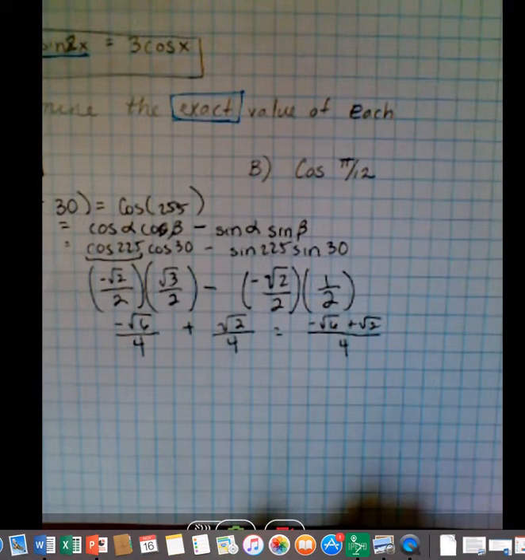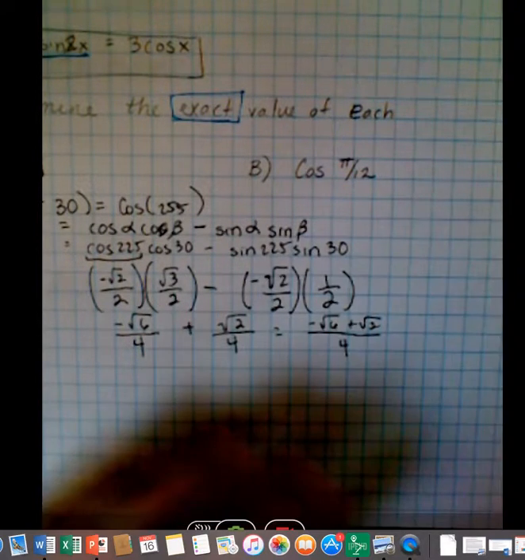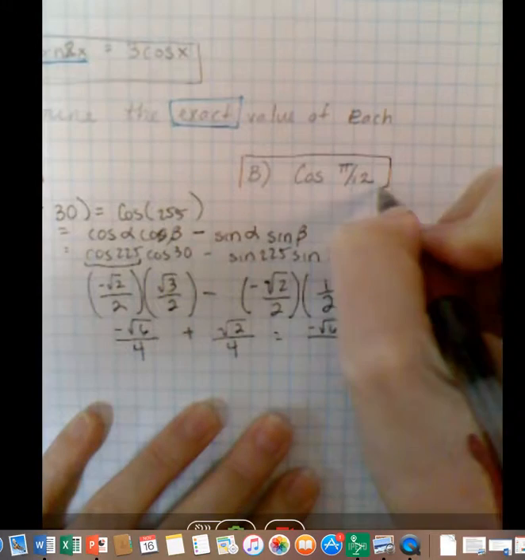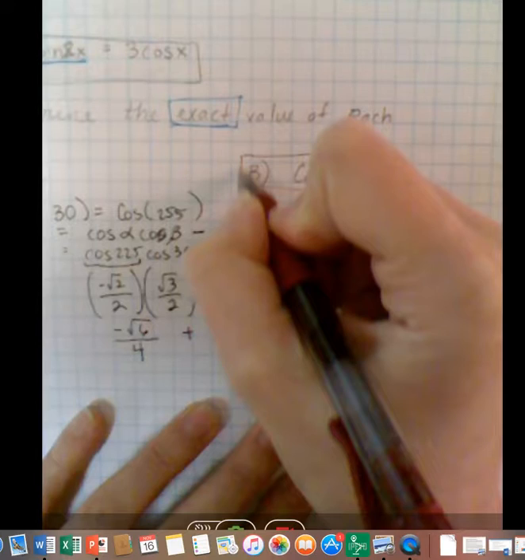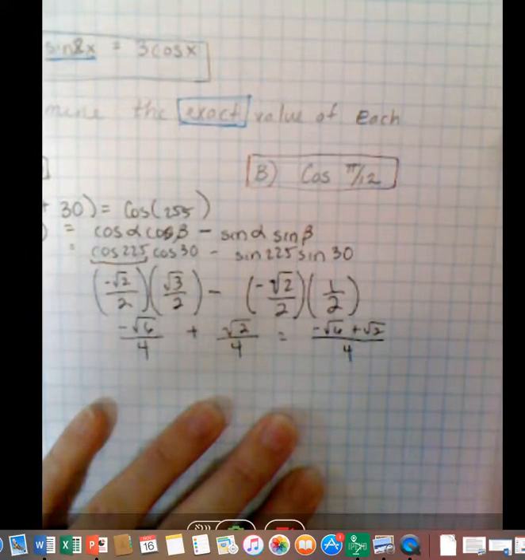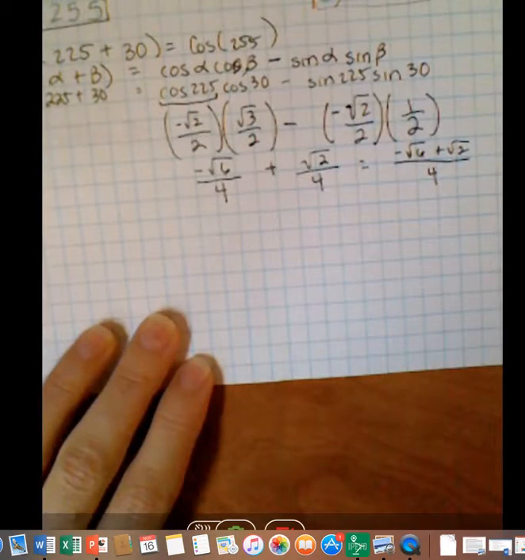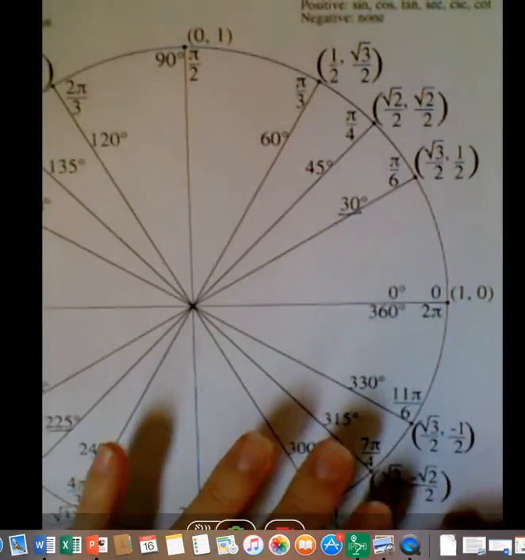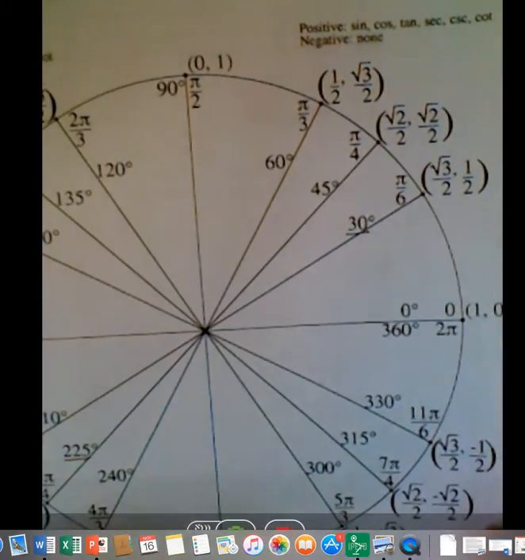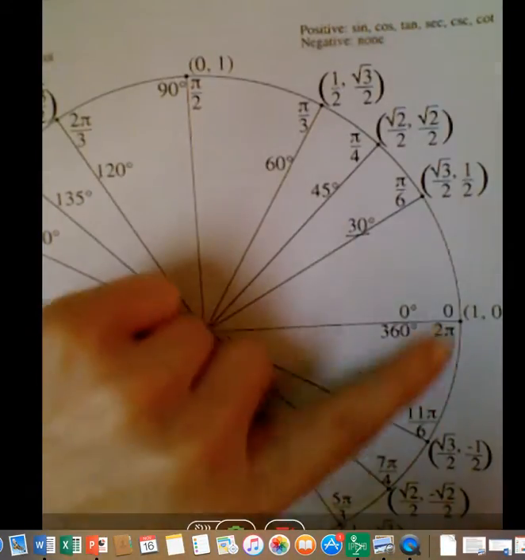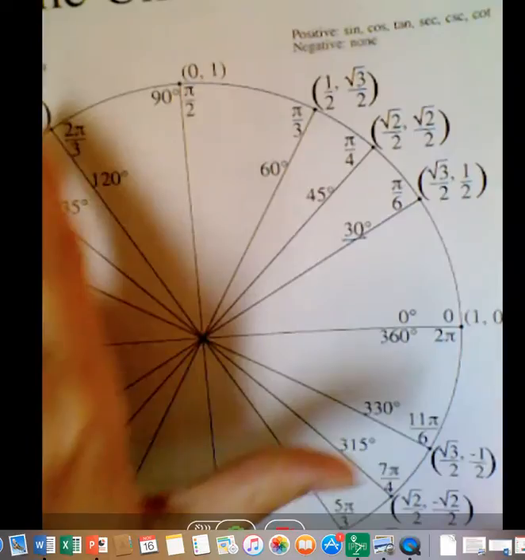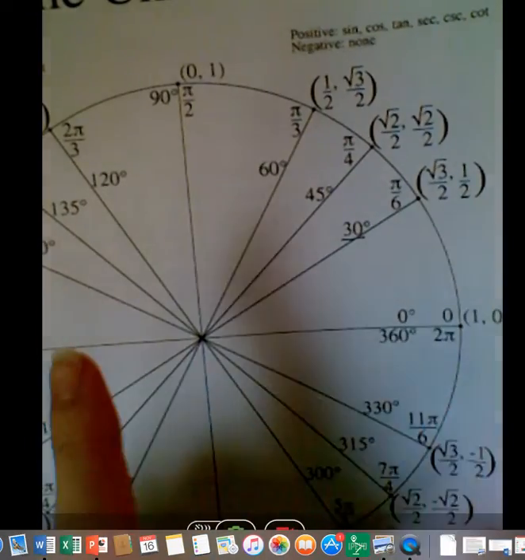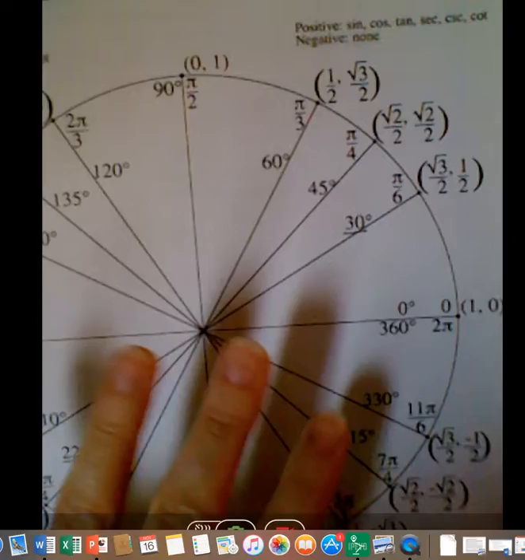So what I would like you to do is do B on your own. The cosine of pi over 12. I'm not going to help you too much with this one, but I do want you to think of it like this. Here's why I think about these in terms of 12ths, because these can all be put in a common denominator of 12, and to me that makes things a lot easier.